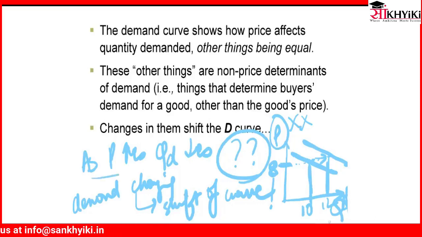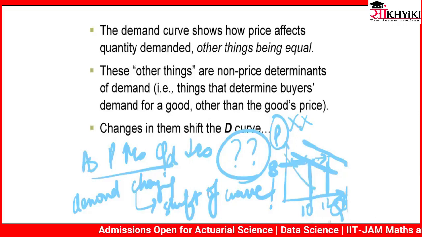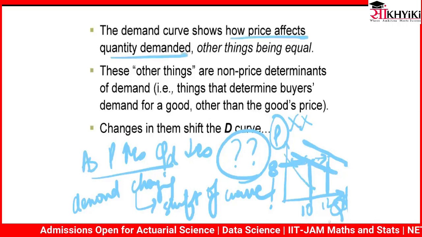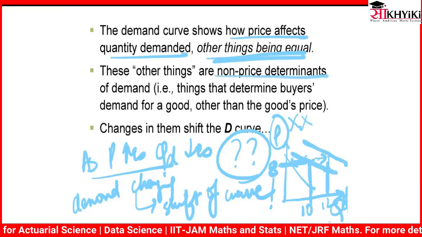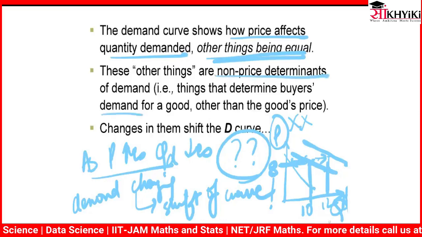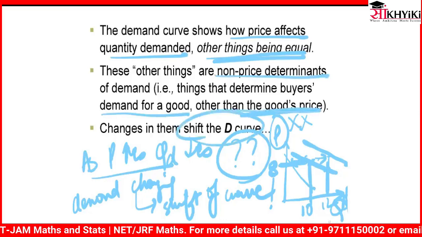So whenever price changes, you have movement along the demand curve, because that enables you to draw the demand curve using the demand schedule. And whenever factors other than price change, it leads to the shift of the demand curve, forward or backward, depending on whether demand increased or decreased. So the demand curve shows how price affects quantity demanded, other things being equal. These other things are non-price determinants, like buyers' demand for a good other than the good's price. This shifts the demand curve.